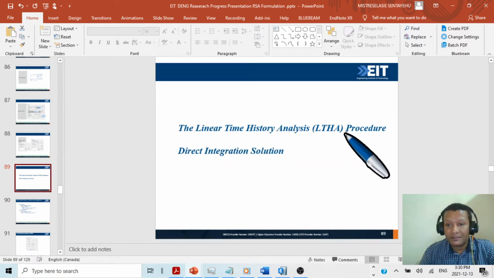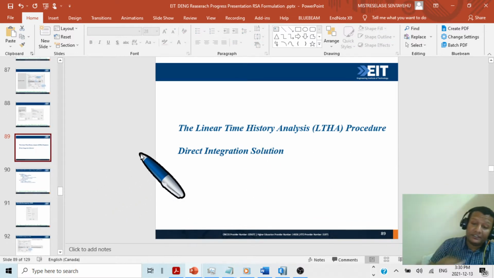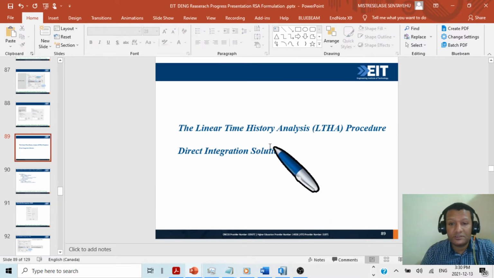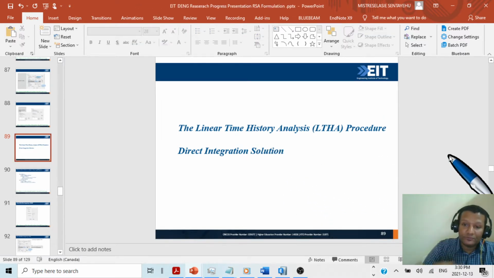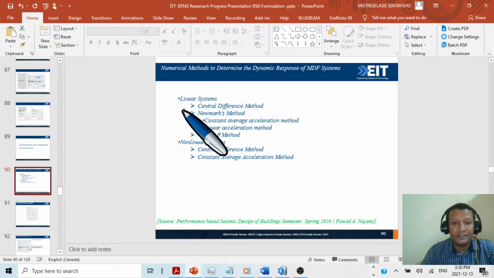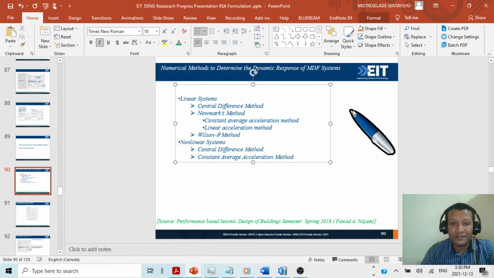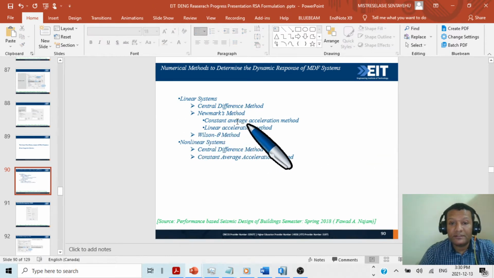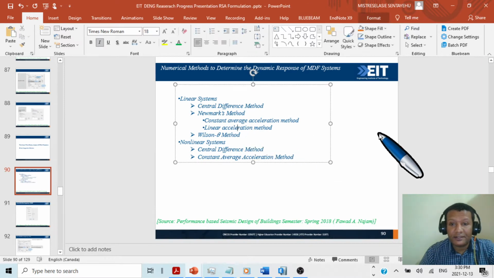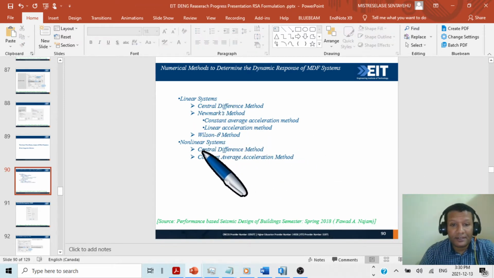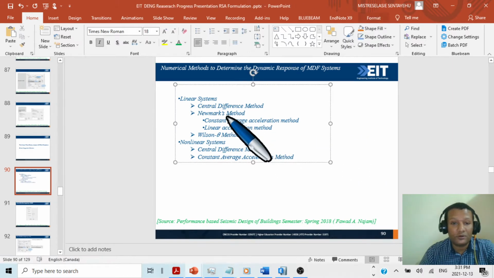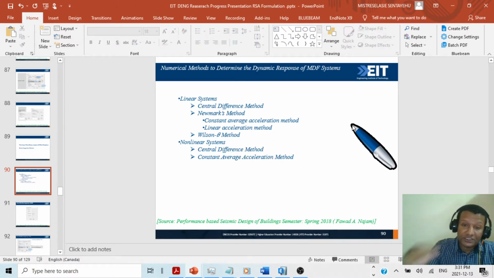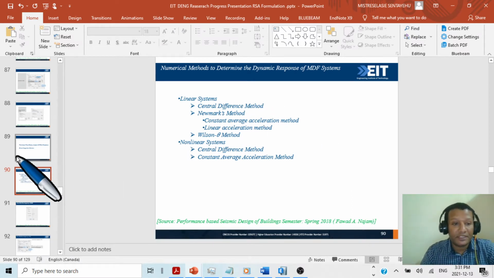The linear time history analysis procedure. This is direct integration solution. We discussed already, but just for the sake of reference from the structural dynamics course, each step discussed how to come up with different solutions, like linear system: central difference method, Newmark's method, constant average acceleration method, linear acceleration method, Wilson theta method; again non-linear system: central difference method, constant average acceleration method. These all are discussed in structural dynamics courses. Just for the sake of demonstration, I brought it, and each step of how to solve the equation is explained there.